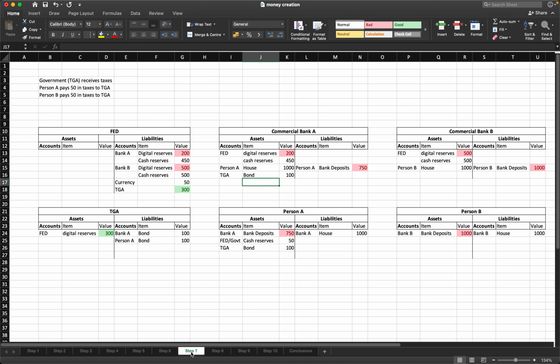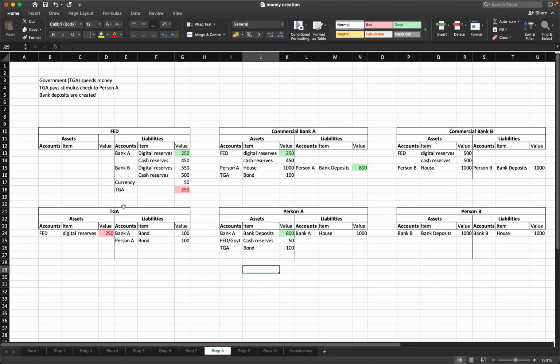If you go to step 7, the government receives taxes. Person A and person B pay 50 in taxes to the TGA. They use their bank deposits to do so. So as you could see in the previous step, they had 800 bank deposits and person B had 1050. So they each pay 50 of their bank deposits, but this also results in a digital reserve transfer from bank B and bank A to the TGA. As you can see, the mirrored balance sheets are still in line. Also for TGA, they now have 300 bank reserves.